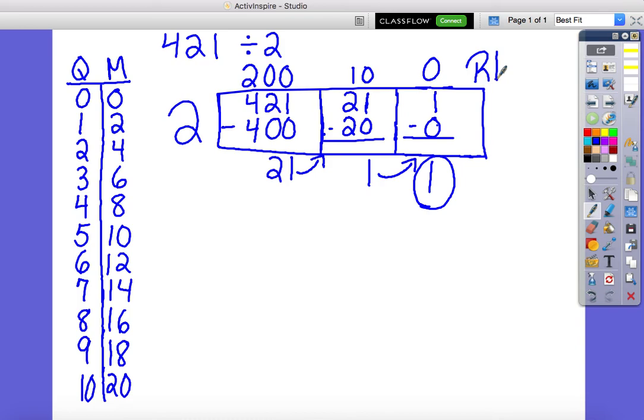Remainders are written with a capital R because when you take your test, they're going to insist that you type it in with a capital R and it won't be counted as correct if you don't. Again, we broke it apart. Now we're going to put it back together. 200 plus 10 plus 0 is 210, so your answer is 210, remainder 1.